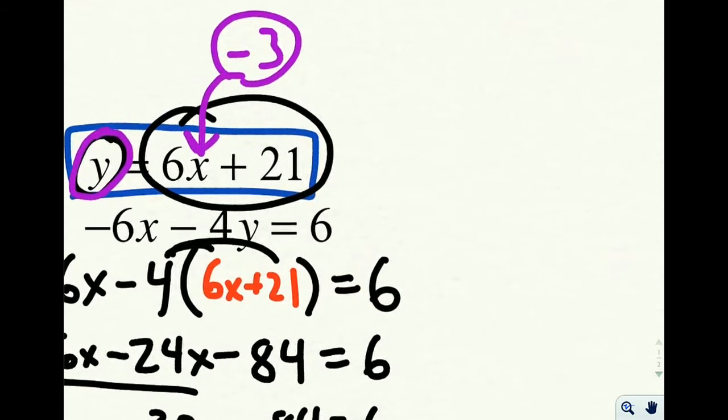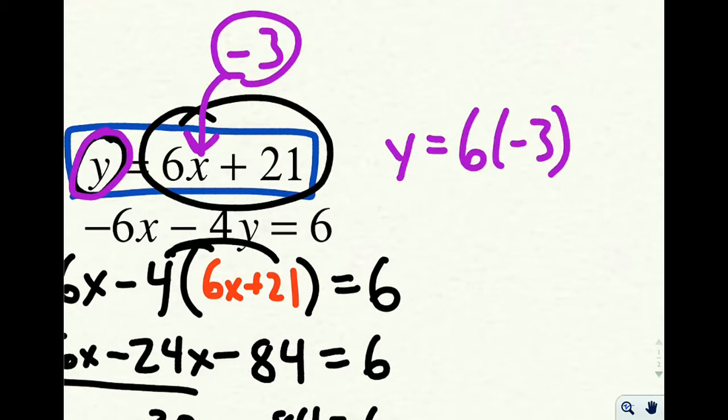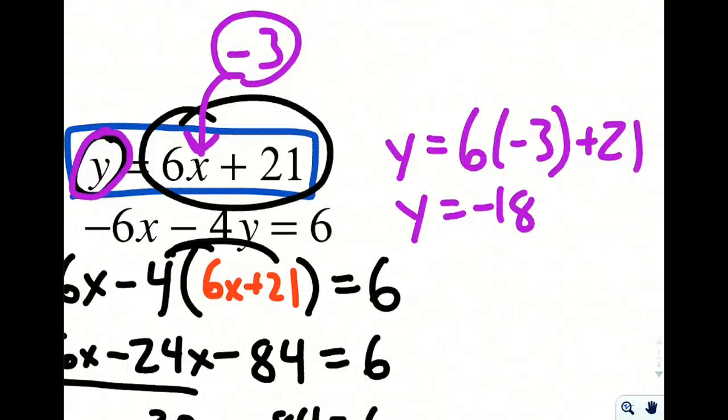So if we work out over on the side here, y is equal to 6 times, not x this time, but we plug in our value of negative 3, plus 21. So y equals negative 18 plus 21. And if we add those together, then y is equal to positive 3.